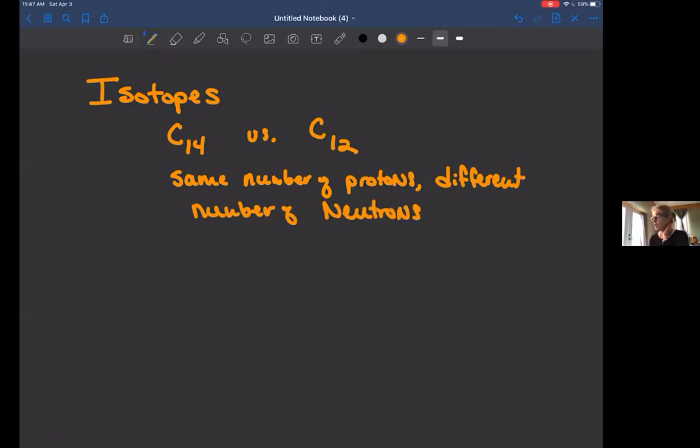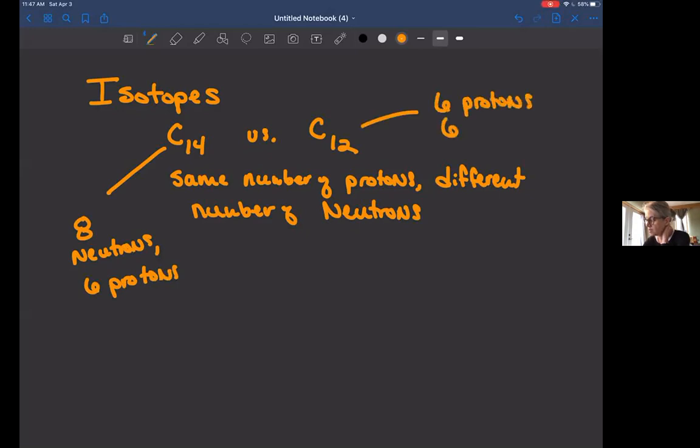Okay, so carbon 14, carbon always has 6 protons, and so carbon 14 would have 8 neutrons and 6 protons, and carbon 12 would have 6 protons and 6 neutrons.